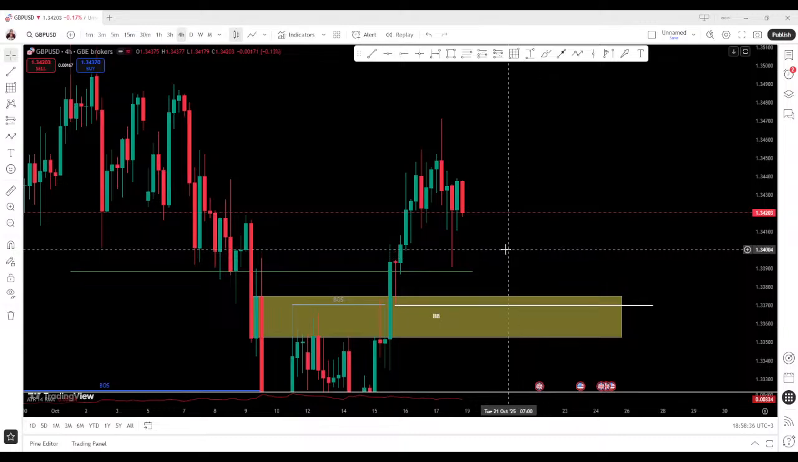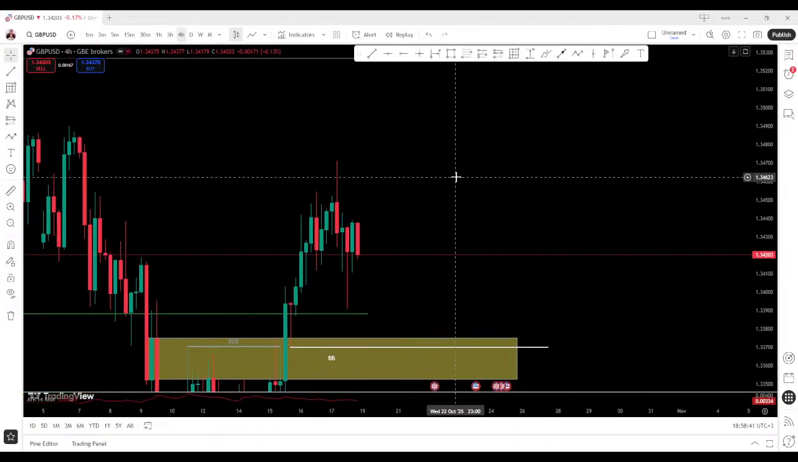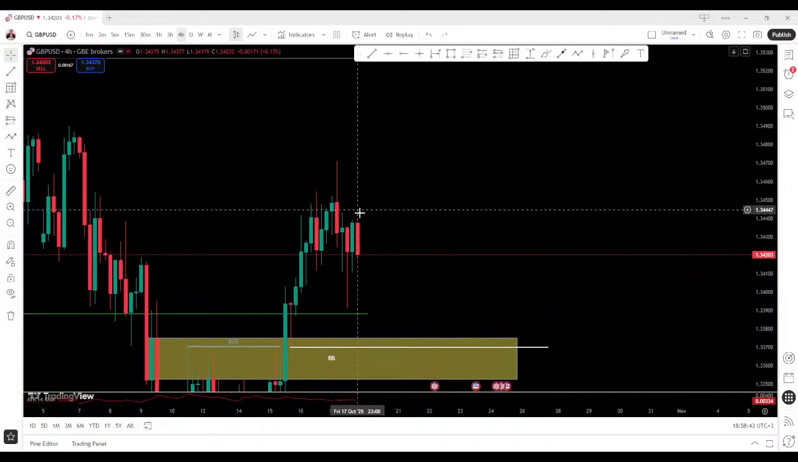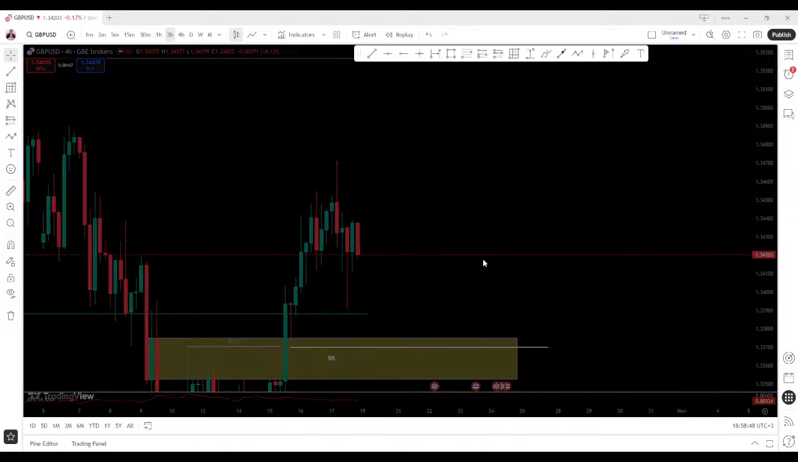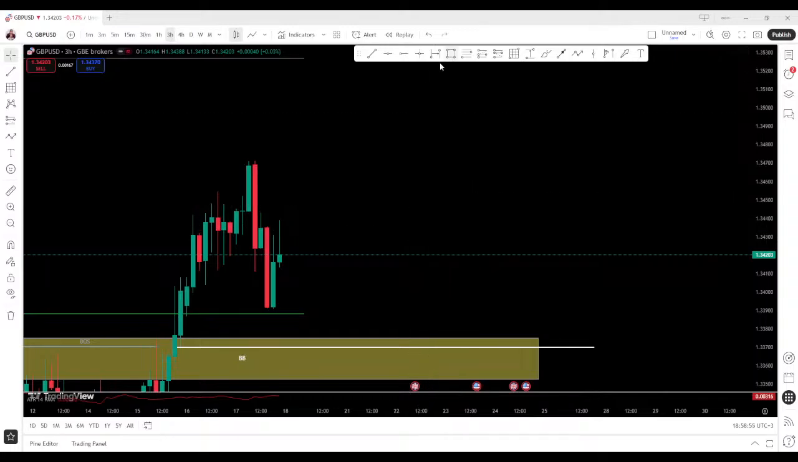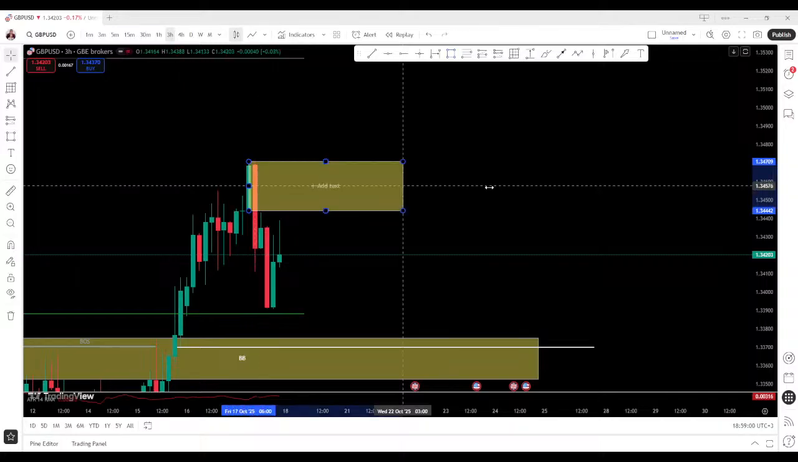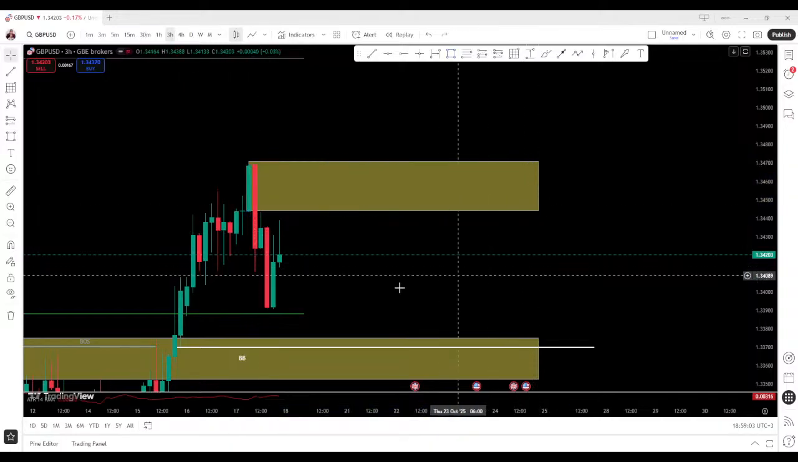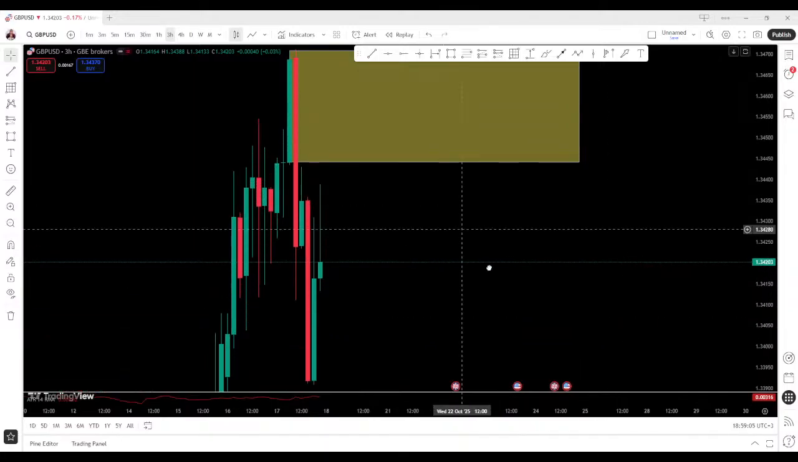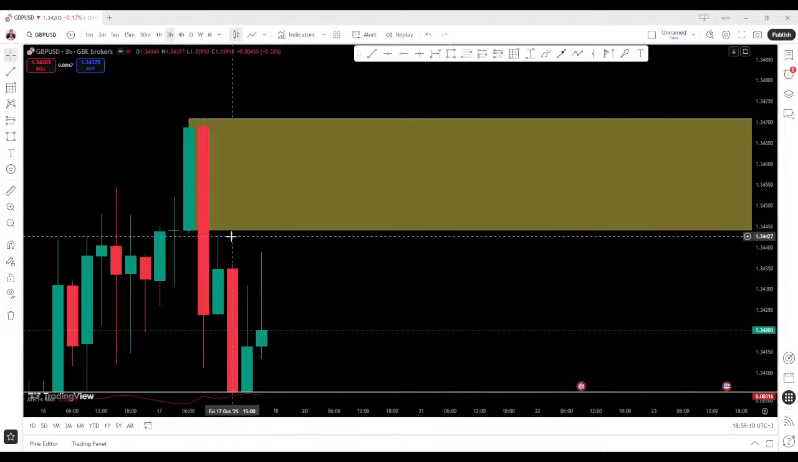So for us to get a POI here, what do we need? We need to go to the 3 hours. Let's see whether in 3 hours we'll get a POI. Okay. You can see that there is something here, and that order block has not been retested. Can you see that? That order block has not been retested.